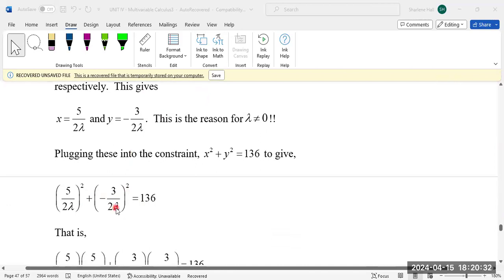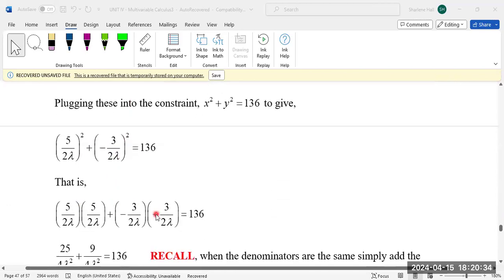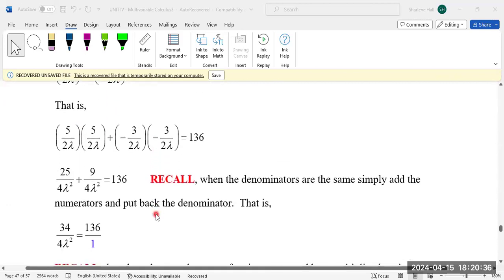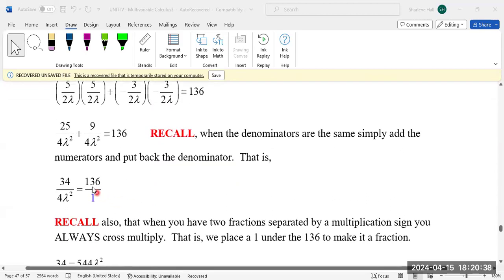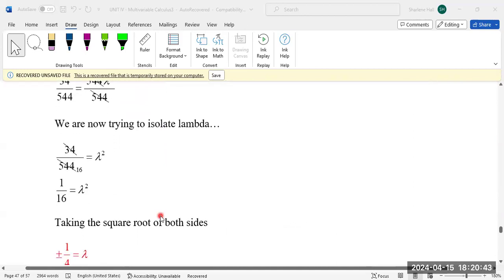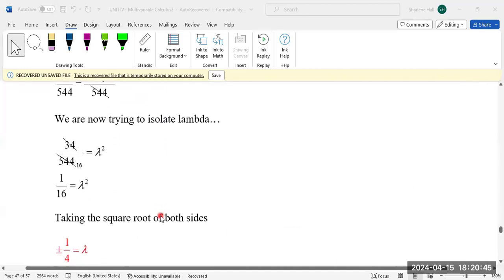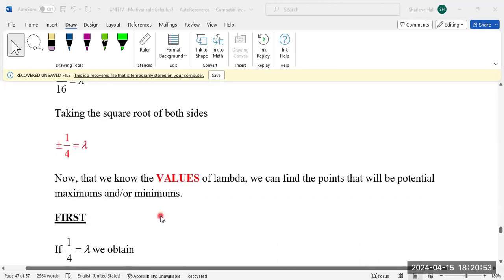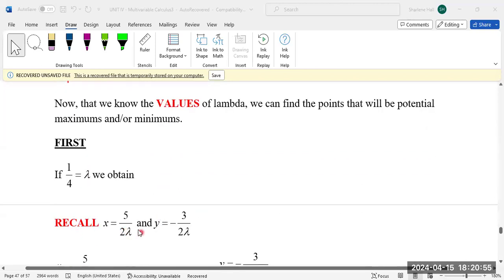When we substitute into our constraint, we are going to evaluate it and solve for the value or values of lambda as we would have done there. Solve for the values of lambda right there. When we solve for the values of lambda, we're going to go back to the value of x and y. See the recall here? And we're going to substitute the value of lambda into this, so that we can get the value of x and we can get the value of y.